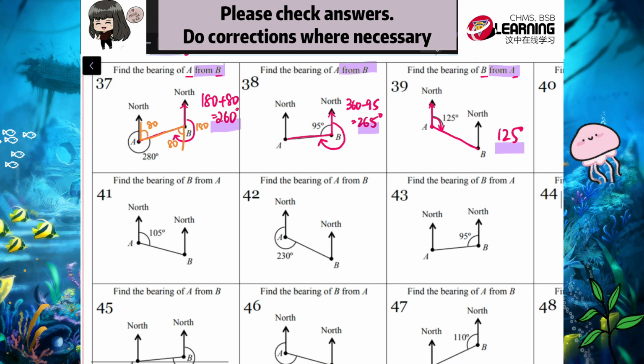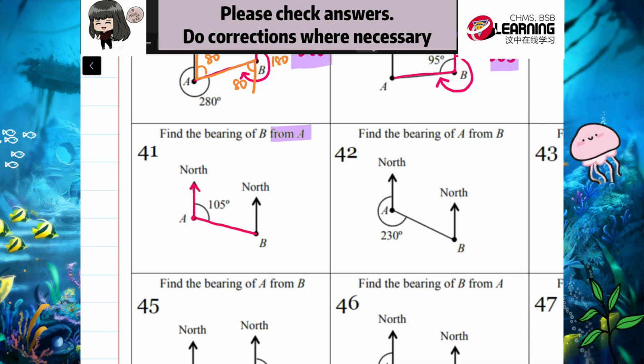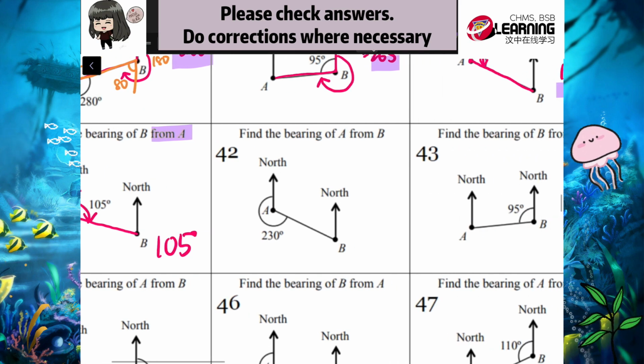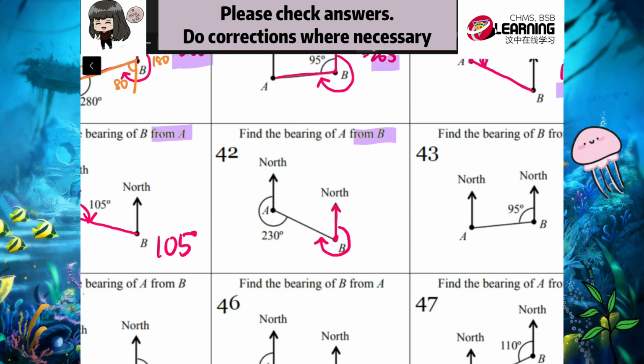Okay, so let's look at 41. From A, okay? From A. So from A here, north, going down, AB, and then this is 105 degree, obviously. And question 42, from B. So from B, from a north, like that, and then all the way like this.